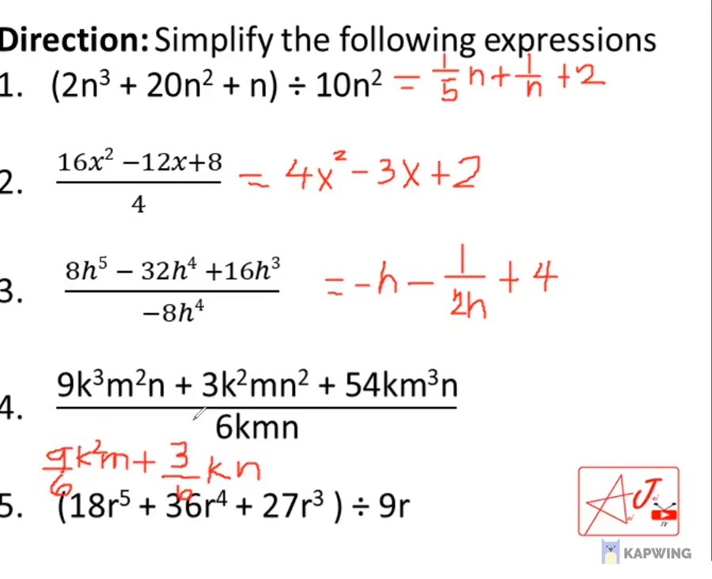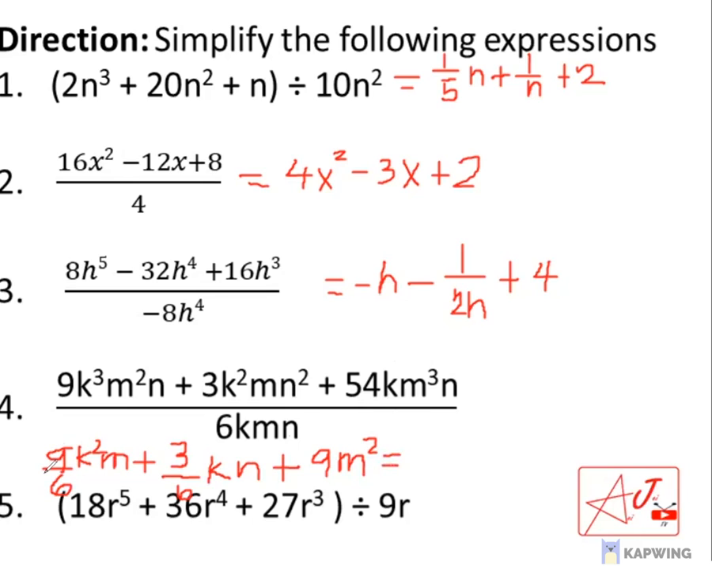Next, positive divided by positive, still positive. Then, 54 divided by 6 is 9. Ayan, pwede natin silang i-divide. Then, k, tsaka k, cancel na siya kasi 1 minus 1, 0. Ito namang m, 3 minus 1 ay 2. So, m squared. And then, yung n, pares din silang n as a first power, magiging 0. So, ito na yun. Ngayon, i-reduce natin sa lowest term.